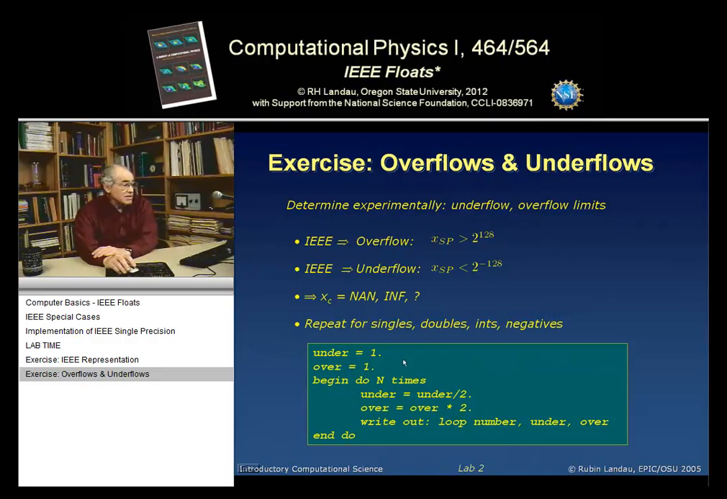So what this says is, let's start off by initializing some variables. Let's call them under and over. Under we start at 1, over we start at 1. And then all we're going to do is keep dividing under by 2, which is what we do here in the loop, and keep multiplying over by 2 until the computer starts complaining. Simple as that. So here we say begin a do loop. You can use a do loop or a for loop. It just means repeat everything here indented N times, where N is some large number.